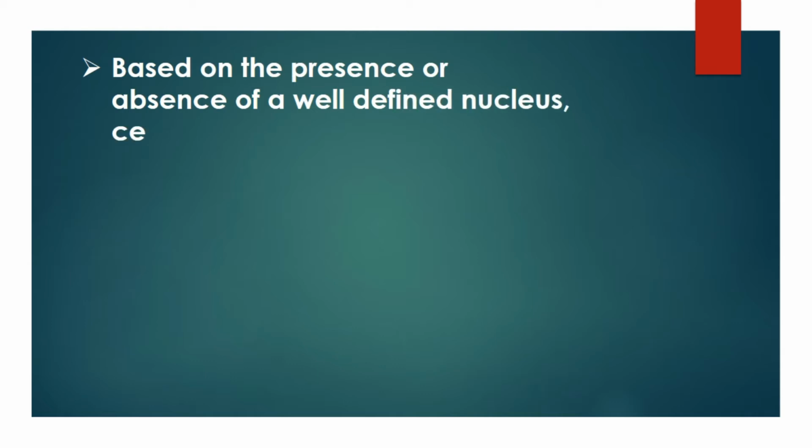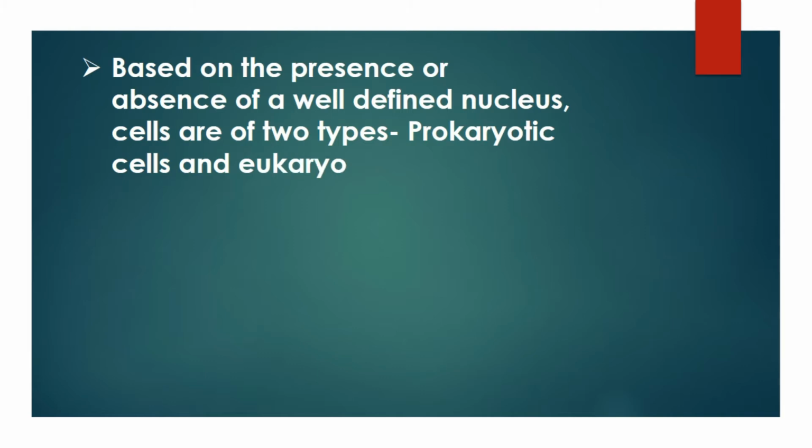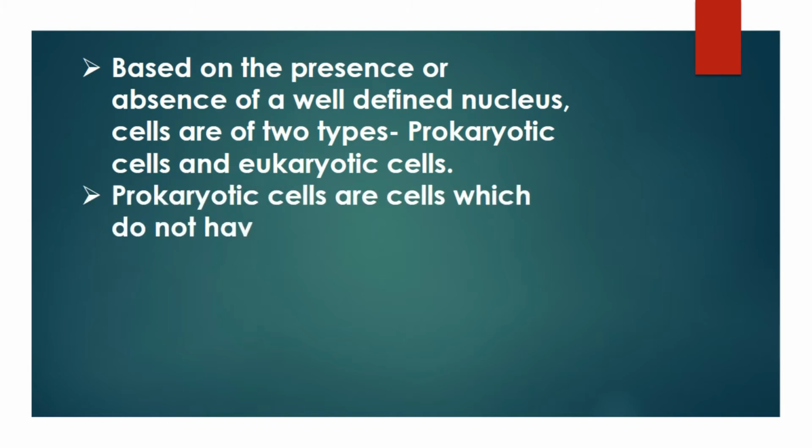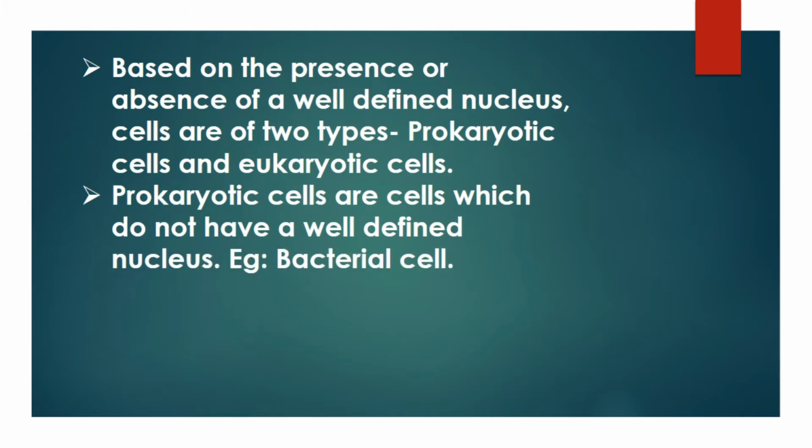So, based on the presence or absence of a well-defined nucleus, cells can be classified into two basic types, prokaryotic cells and eukaryotic cells. Prokaryotic cells are cells which do not have a well-defined nucleus. In prokaryotic cells, the nuclear material is in the cytoplasm and not separated by a nuclear membrane.